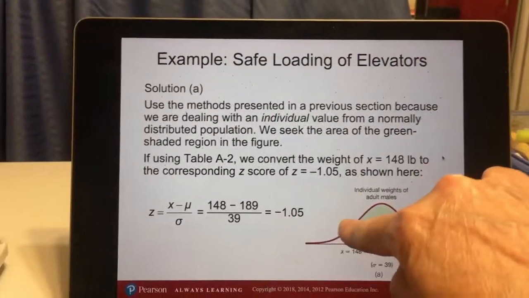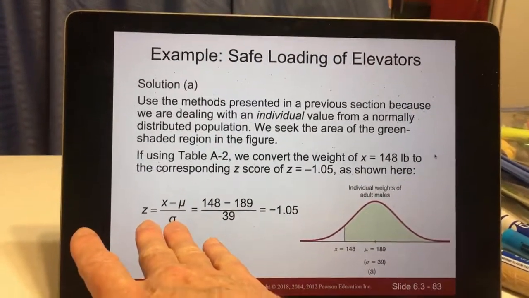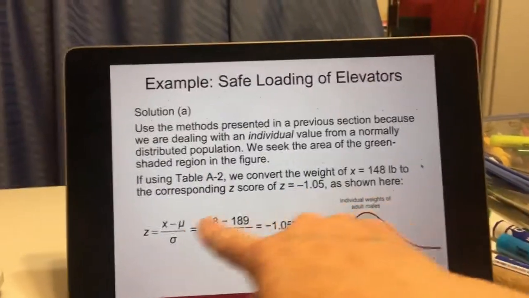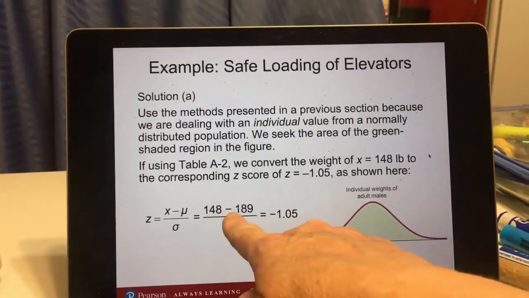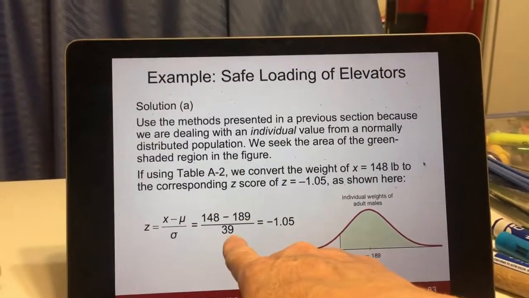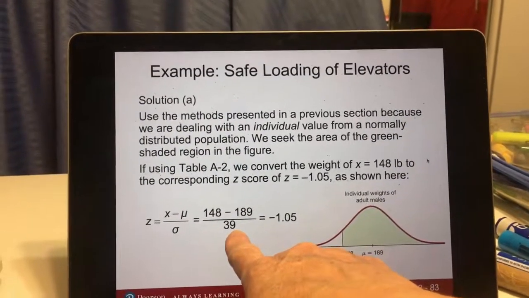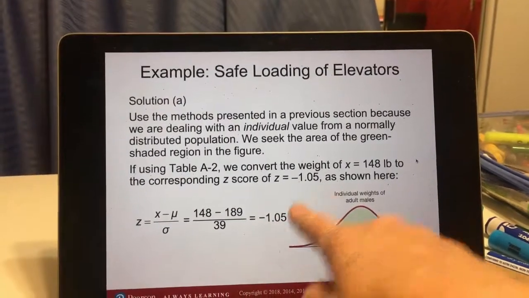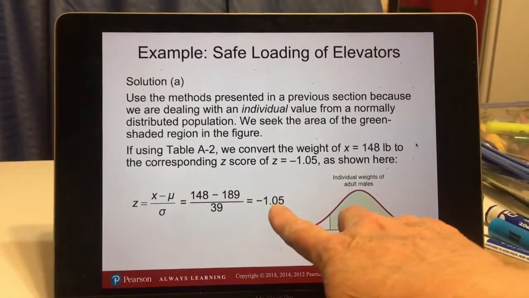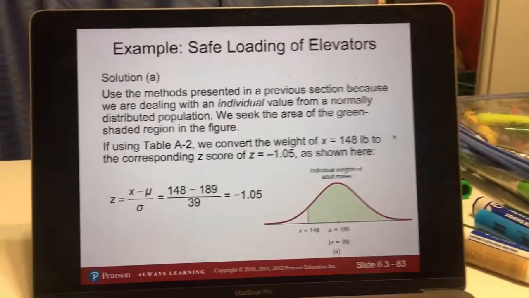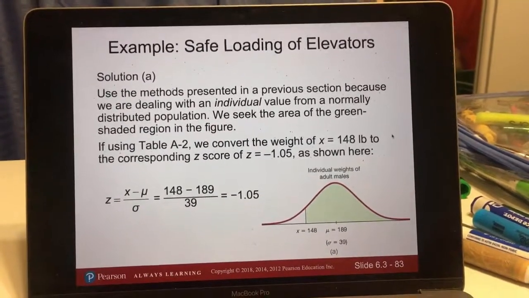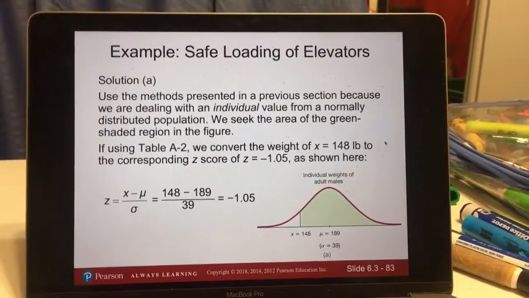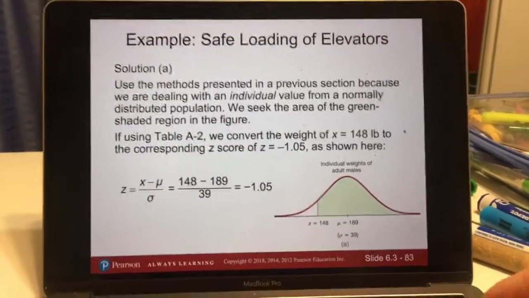On A, we're just going to use our z-score because this is a single individual. We're going to put our 148 here for our x. We're going to subtract our 189, divide by our population standard deviation, and we're going to get negative 1.05. That is negative 1.05 standard deviations from the mean. That would not be considered unusual, because remember, negative 2 to positive 2 standard deviations is considered normal.